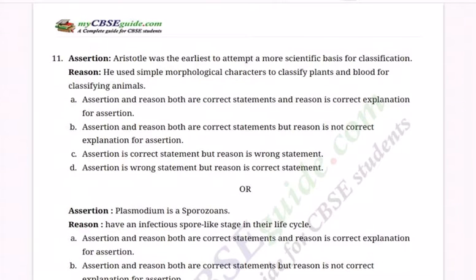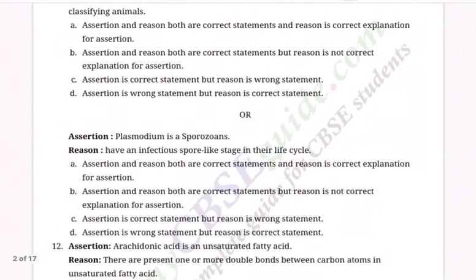Question number 11. Assertion: Aristotle was the earliest to attempt a more scientific basis for classification. Reason: He used simple morphological characters to classify plants and blood for classifying animals. A. Assertion and reason both are correct, and reason is the correct explanation for assertion. B. Assertion and reason both are correct statements, but reason is not the correct explanation for assertion. C. Assertion is correct, but reason is wrong. D. Assertion is wrong, but reason is correct. So you need to decide which is the correct one.